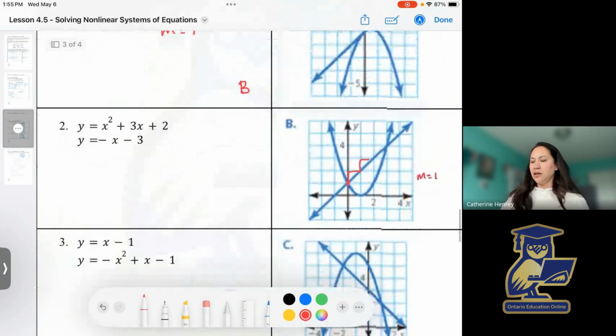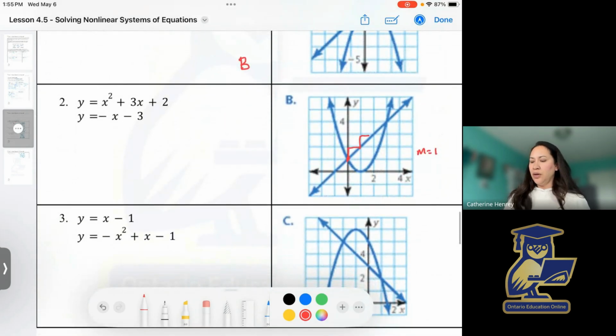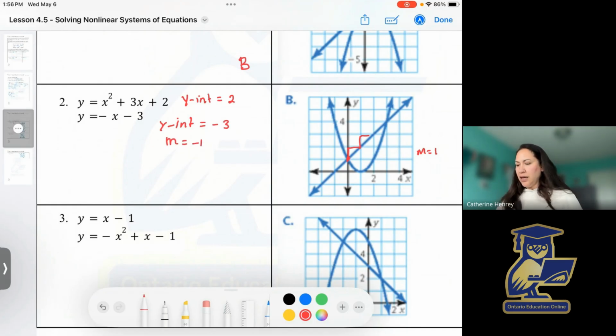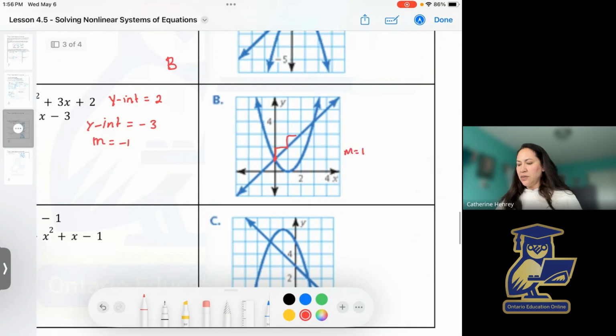All right, let's take a look at system number 2. We also have the quadratic in standard form, and we have the linear in slope-intercept form. And here the y-intercept of the parabola is going to be equal to 2. And then for the linear function, the y-intercept is going to be equal to -3. And our slope here is -1. So let's go ahead and take a look at the graphs and see which ones match.